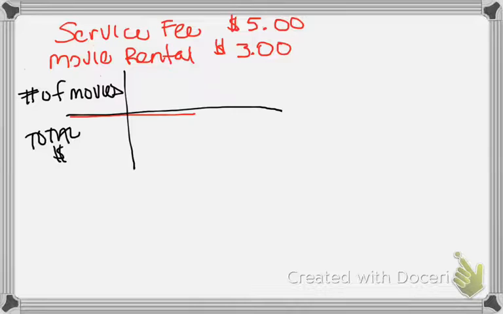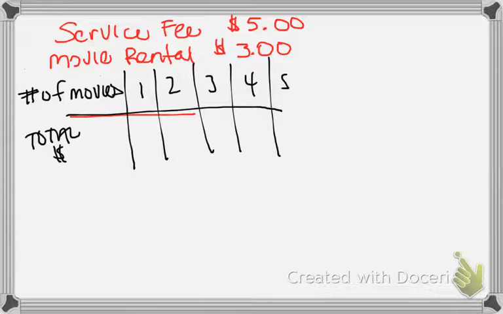So we could rent one movie, two movies, three movies, four movies, five movies. We'll just do five. The first thing I need to do is, if I don't rent any movies, I know that it's going to be $5. If I rent one movie, my $5 plus 3 would be 8. And then if I rented two movies, let's go ahead and make the equation now so this will be a little easier.